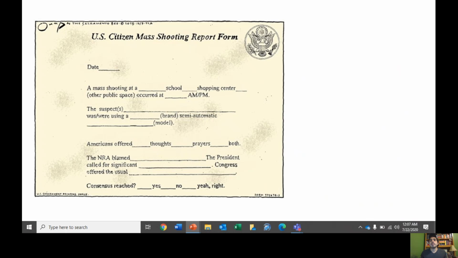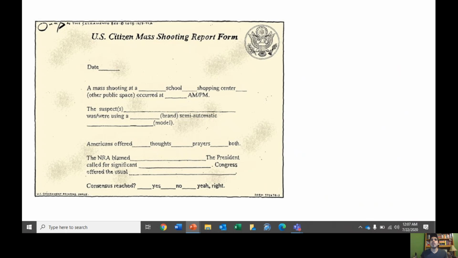I try to summarize, so to speak, an image. Summarize an image, and we'll talk about that in a bit. But first, we got to look at what this image has. This image says U.S. citizen mass shooting report form. It gives a date with a blank. A mass shooting at a blank school, shopping center, other public space occurred at AM/PM.